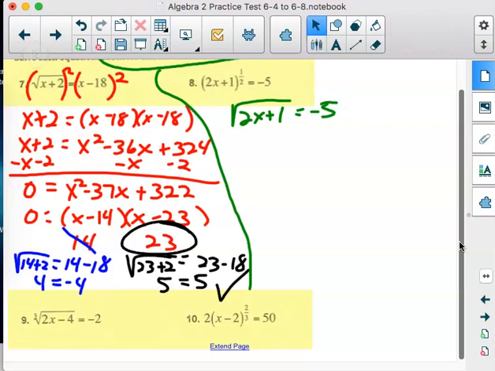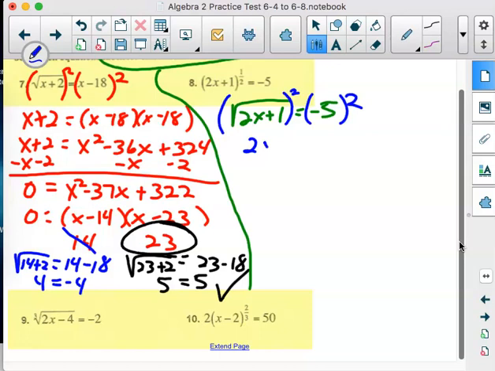Square both sides. What's negative 5 times negative 5? Yeah, be careful when you put that. If you're going to do that in your calculator, use parentheses, because otherwise the calculator will tell you it's negative 25. Well, look at that. We're not even going to have to factor to solve this one.